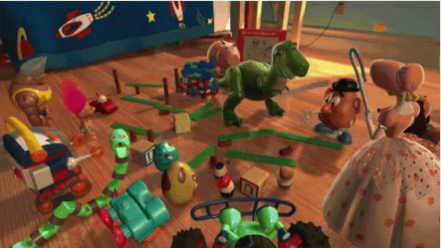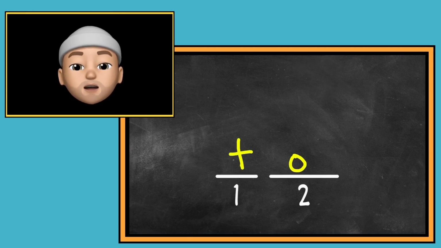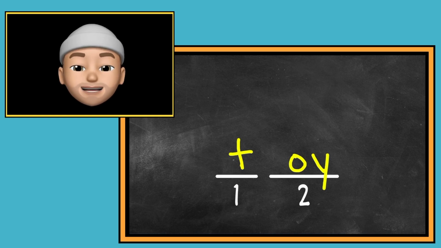Our next and last oi at the end of a word is the word toy. Almost exactly like boy, different consonant at the very beginning. T, oi. 2 sounds, toy. Spell toy, please. Now let's break apart toy. T is T, oi is OY, toy.